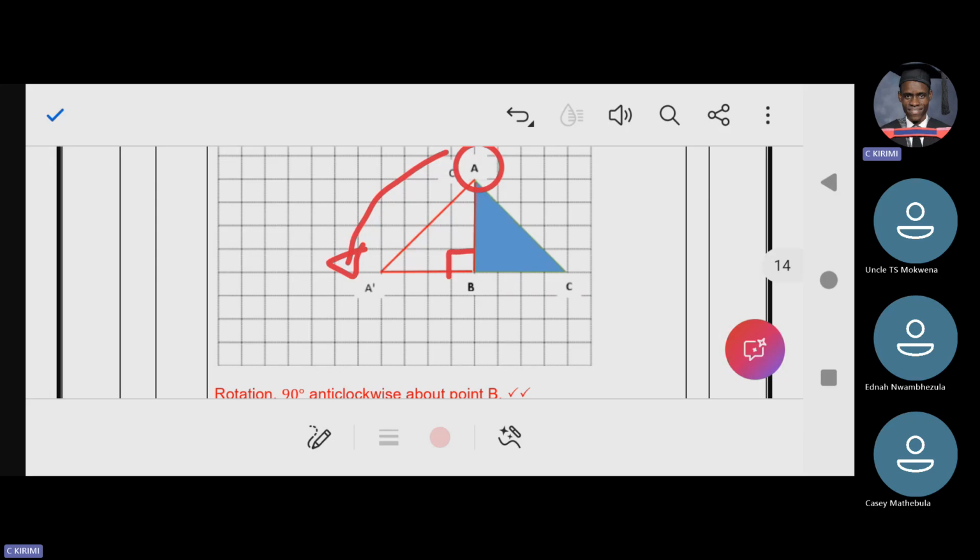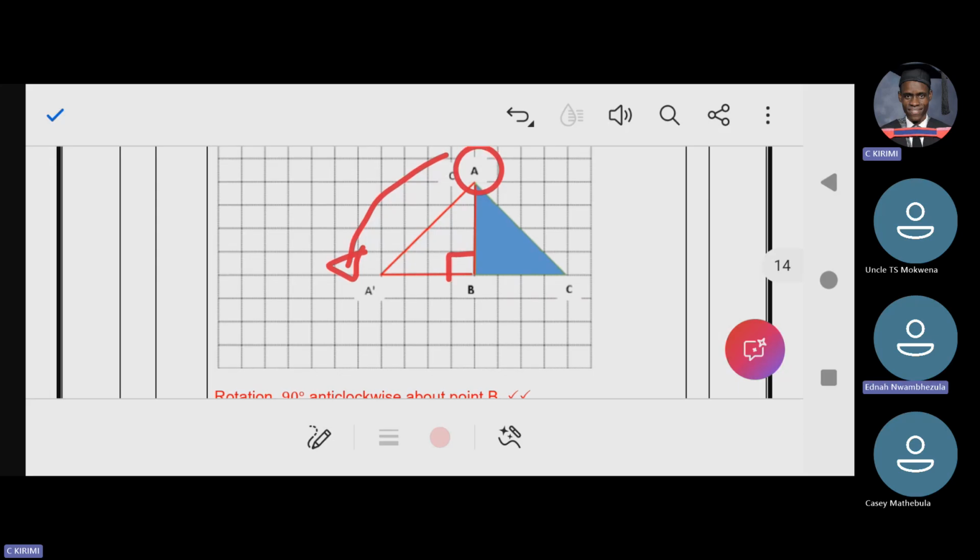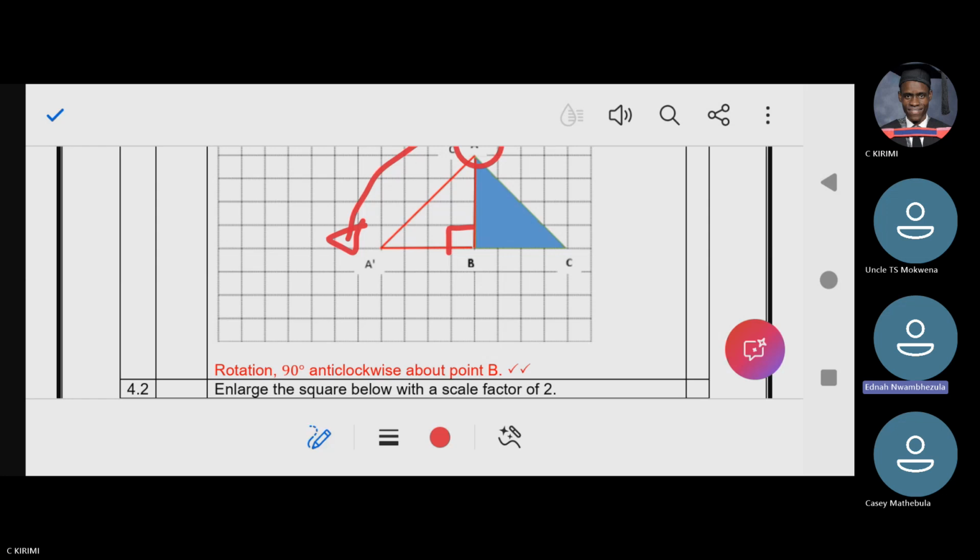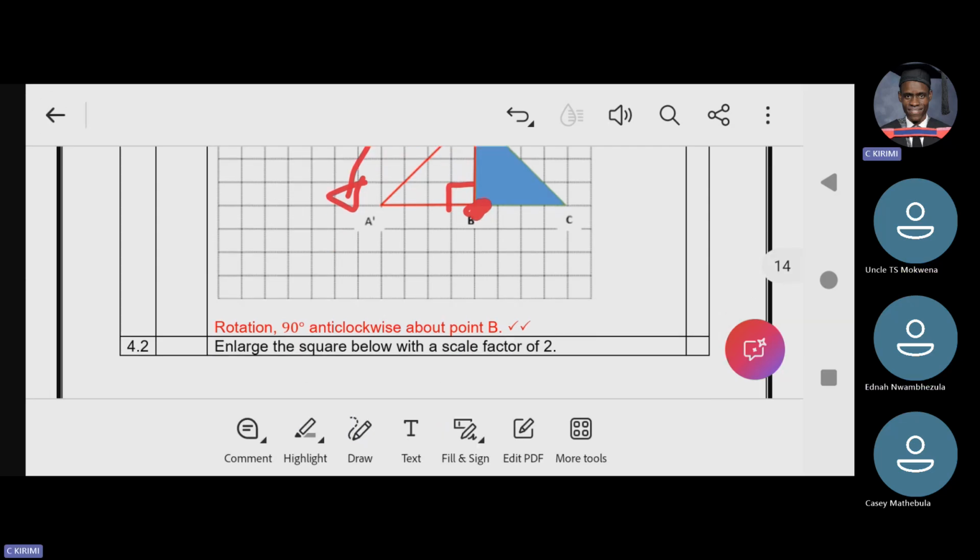Now A is down. So we have rotated that shape 90 degrees anti-clockwise around what point? Around that point B. Around point B. Yeah.